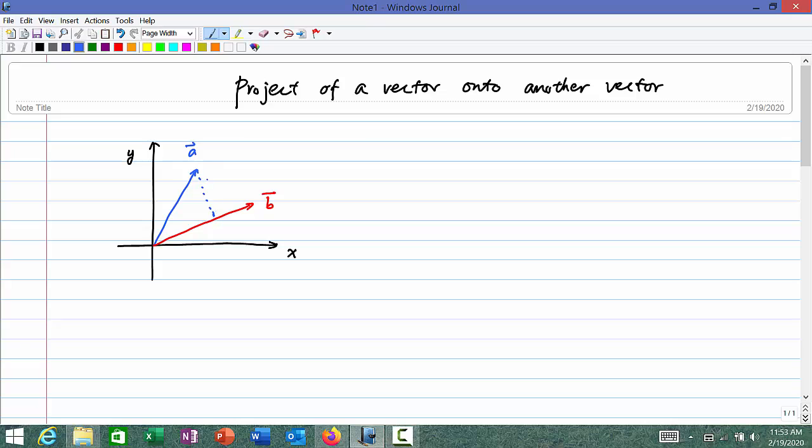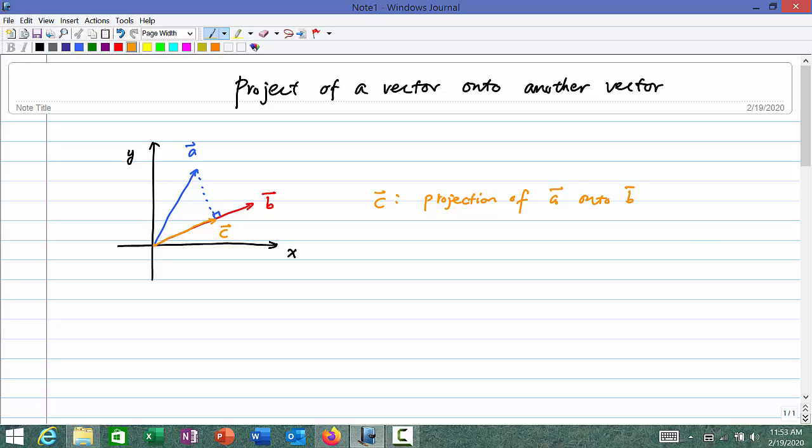So I'm going to project, assuming we start with the same common starting point, from the ending point of the A vector a perpendicular line to the B vector. The vector starting from the common point to this projected point is the projection vector of A onto B. Let's assume I'm using C as the projection of A onto B. So C is the projection of A onto B.